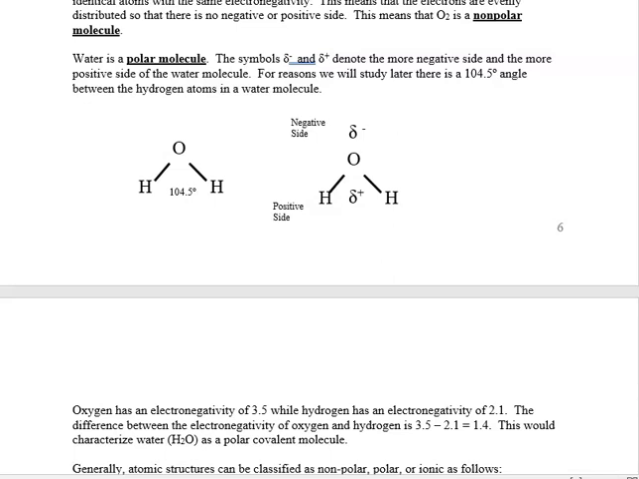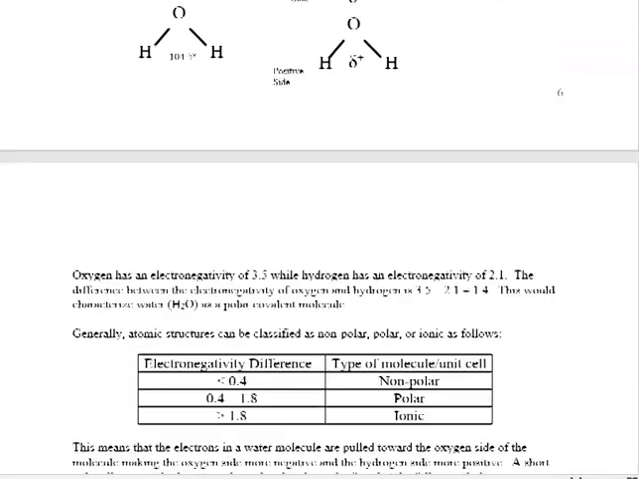It's a more negative side, and the hydrogen side, which is having its electrons pulled away from it, is a more positive side. So that's a polar molecule. Polar molecules will occur when you have a molecule between two different elements, which almost always means that one of them will be more electronegative than the other.